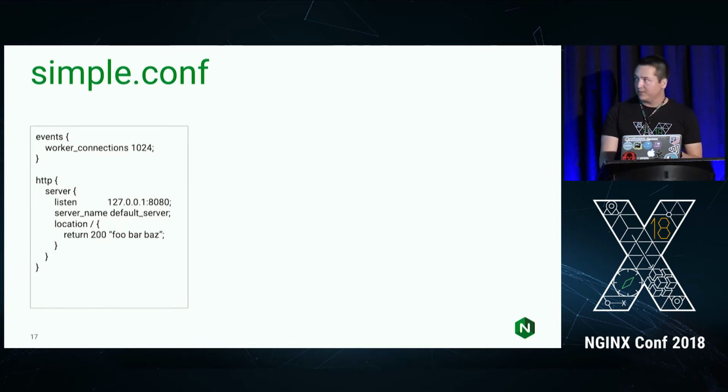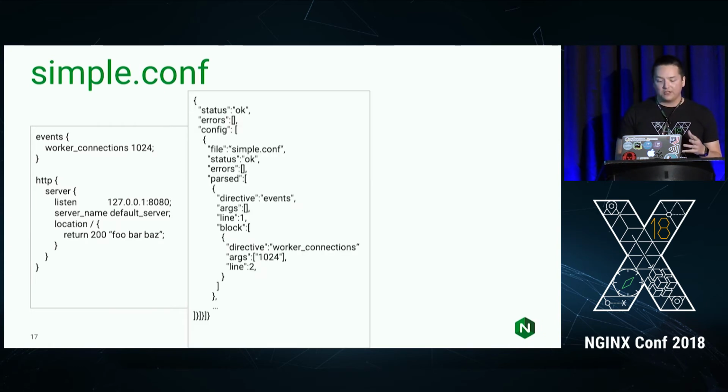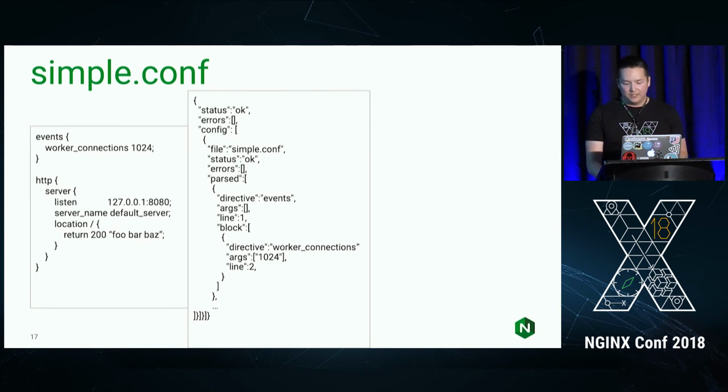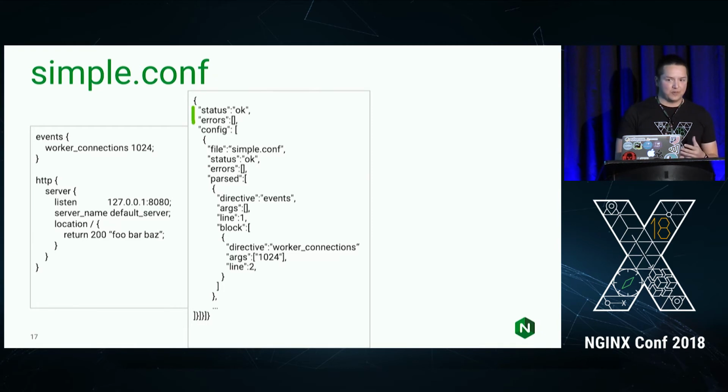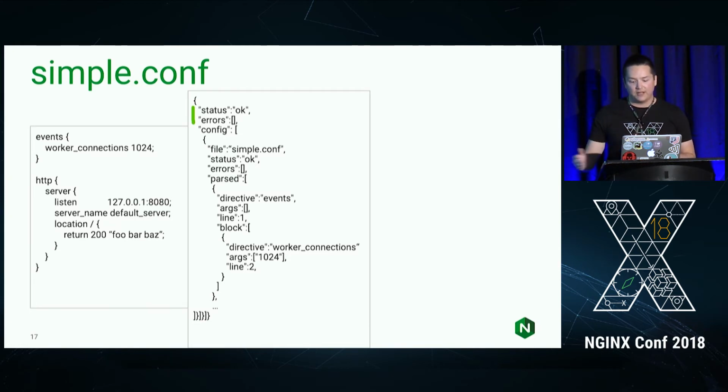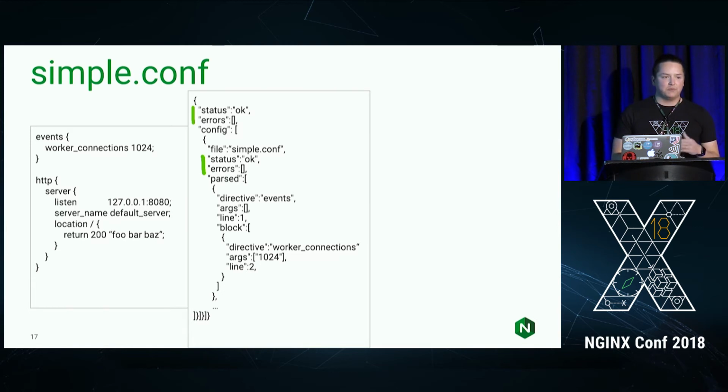If we were to run it through crossplane, we'd get a structure, or at least a beginning structure, that looks somewhat like this. Right? At the top, we can see there's an overall status and errors array. In this case, there are no errors. Status is OK, and there are no errors in the errors array. If we did have errors, there would be messages in that array for however many errors we had. Config is an array of all the different files. Crossplane will turn each file individually into JSON, and each file also has its own status and its own errors.